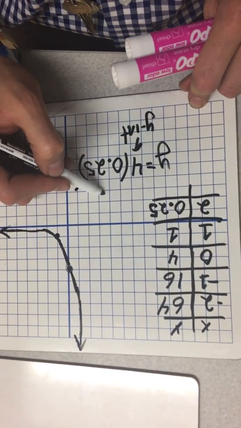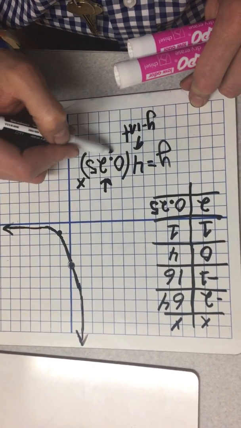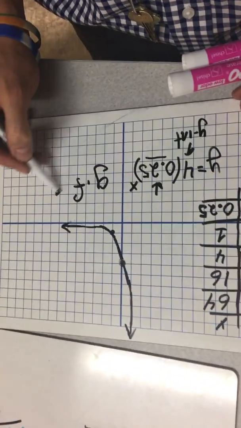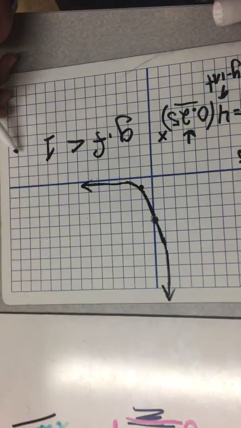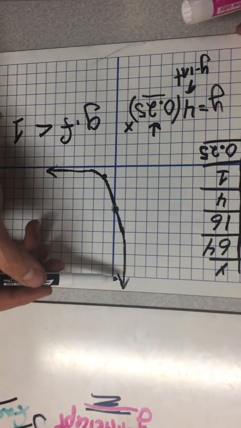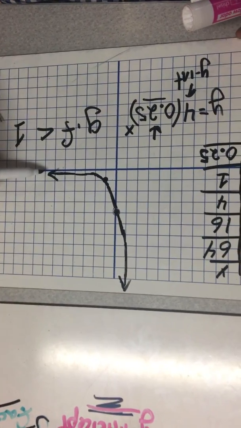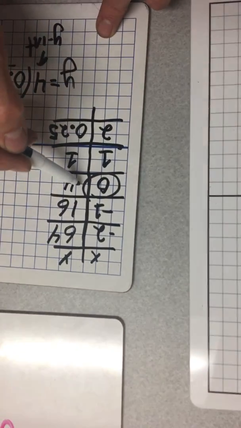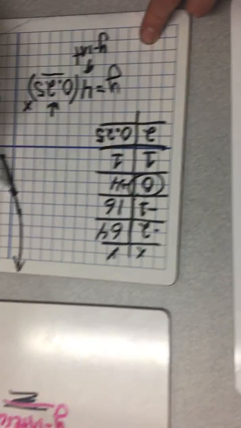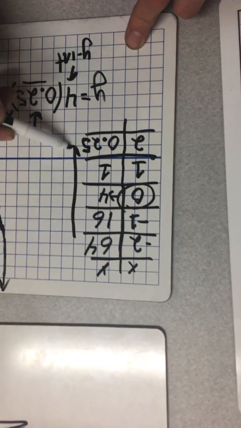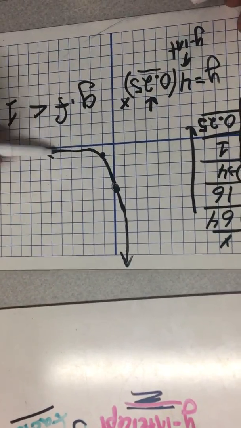And now I see my growth factor is less than 1. Whenever your growth factor is less than 1, then we know that my equation is going to be decreasing. If we look at our table, my y-intercept in my table is at 4, which matches the y-intercept of this graph. And my numbers are going down, which means it's a decreasing function, which is exactly what I see in this function right here.